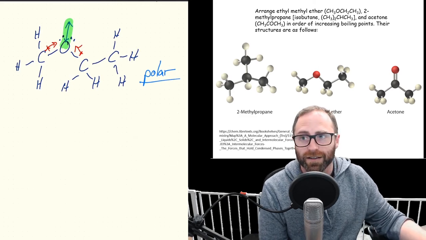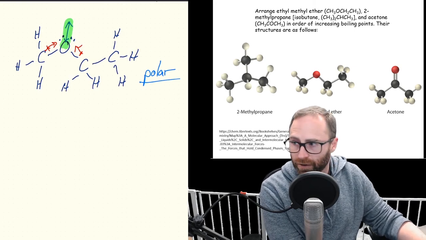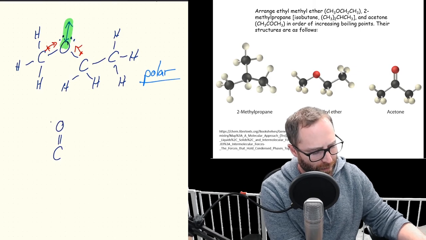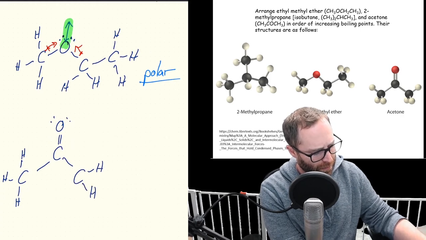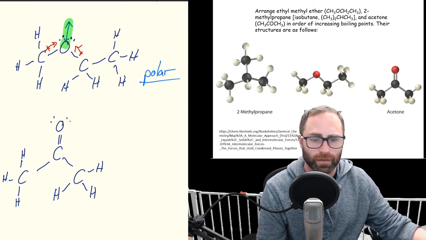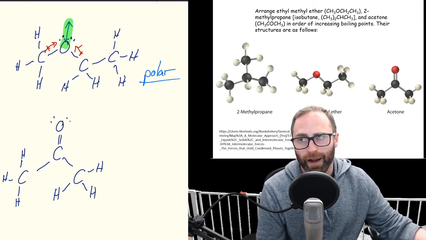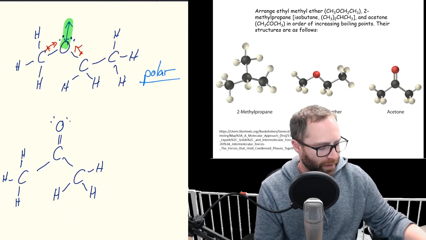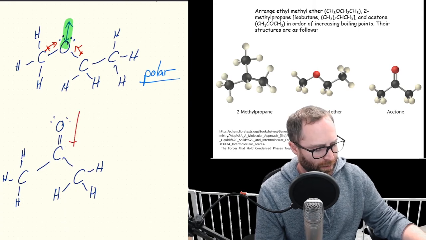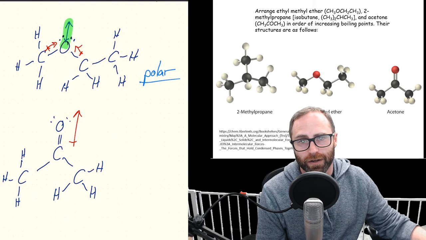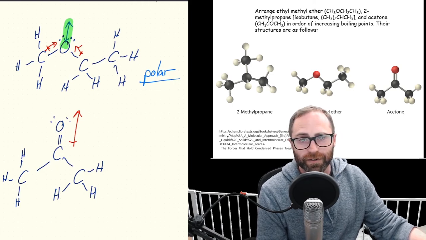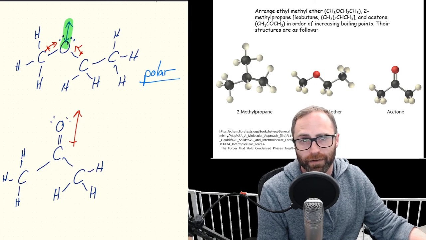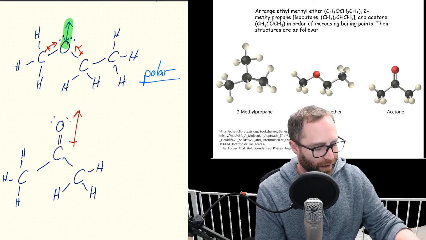Okay, let's go to acetone, the one on the far right. Acetone is C double bond O. And if we draw out the Lewis structures, we get something that looks like that. All those carbon-hydrogen bonds don't have any kind of dipole moment. But we have this carbon-oxygen double bond. And that carbon-oxygen double bond is going to have a pretty strong overall dipole moment. The oxygen is more electronegative by a good bit, and it's going to be pointing in the direction that we've got drawn.